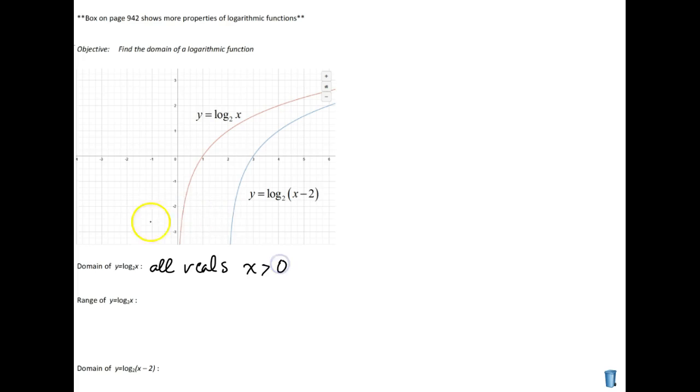It can't actually be 0 because we can't take the log of 0. If we did that, 2 to the y power would equal 0. Well, we can't ever get 0 from that. And then our range, well, our range goes pretty small right here. Our y values, it gets smaller and smaller as we go this way, and it gets bigger and bigger that way. So we say all real numbers.